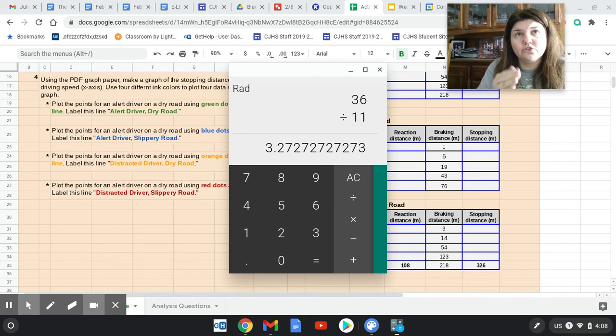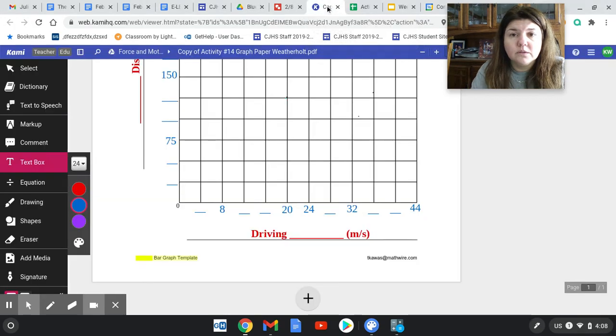Don't follow the traditional rules of rounding: 5 or more, raise the score; 4 or less, let it rest. No, instead, you are going to just raise it to the next whole number, which is 4. So that means we're going to go up by 4s.